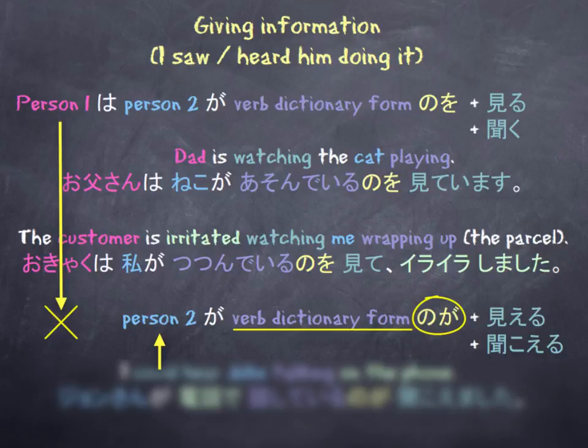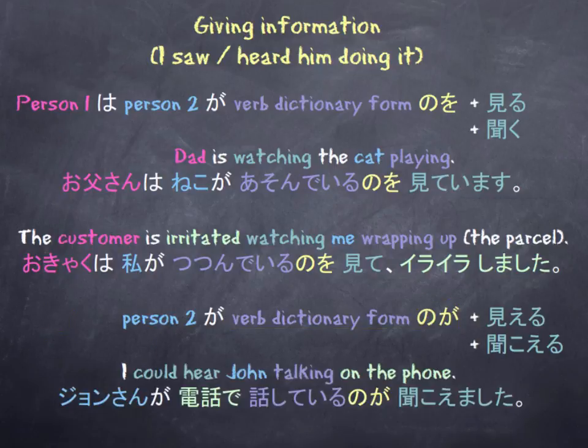The verbs in this case would be mieru, which is mimas in its potential form, and kikoeru, which is the verb kikimas in its potential form. For example, I could hear John talking on the phone.